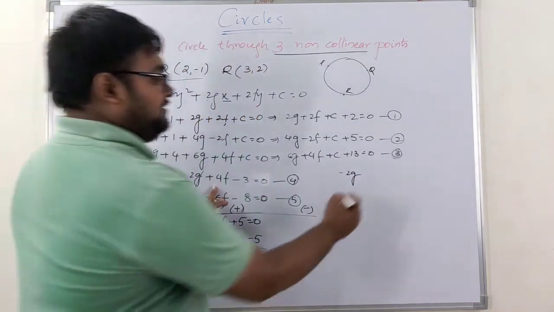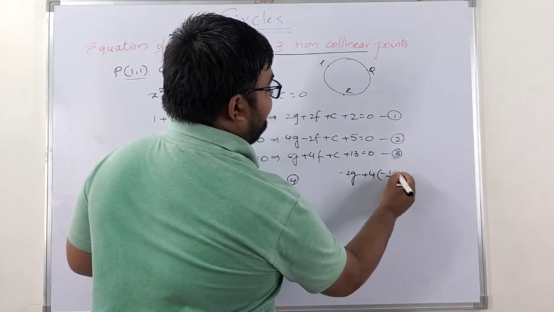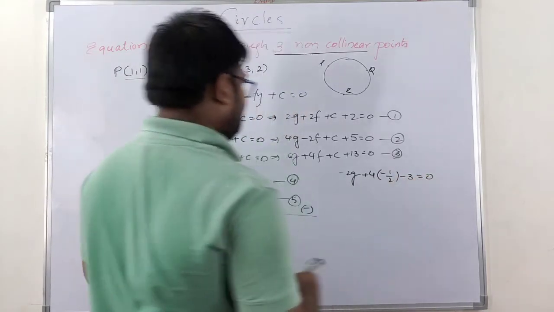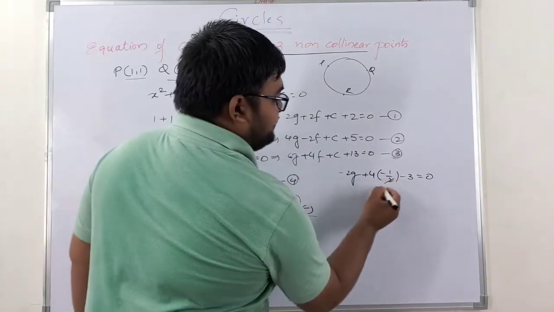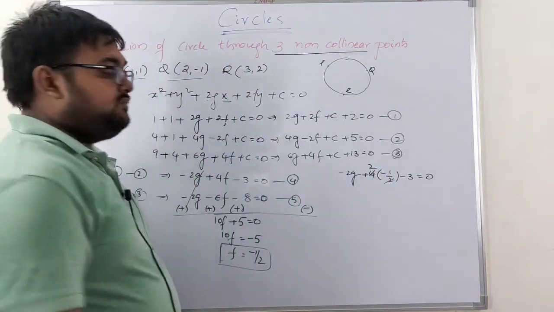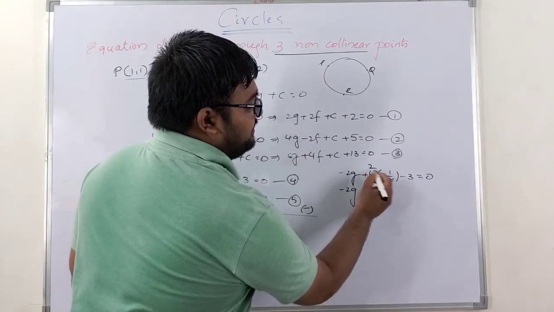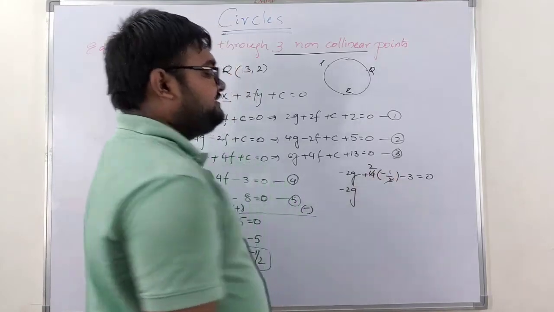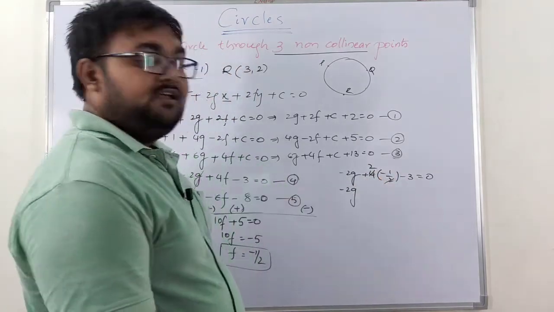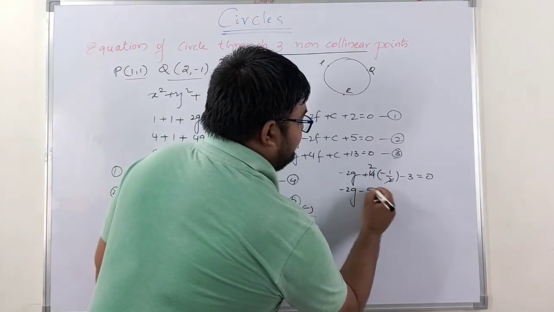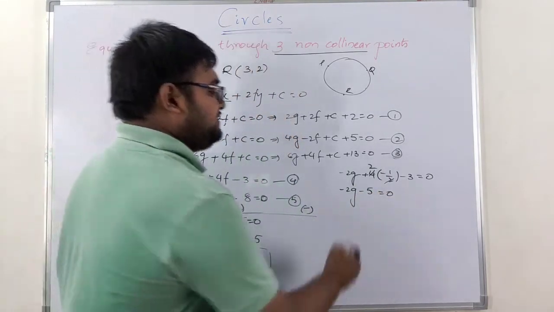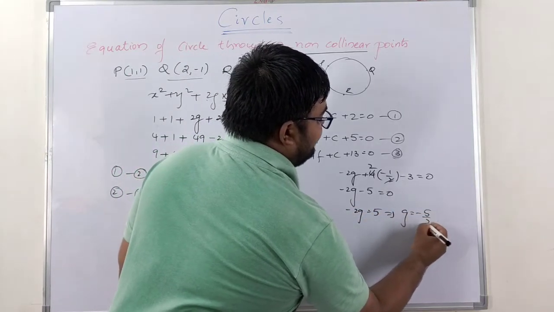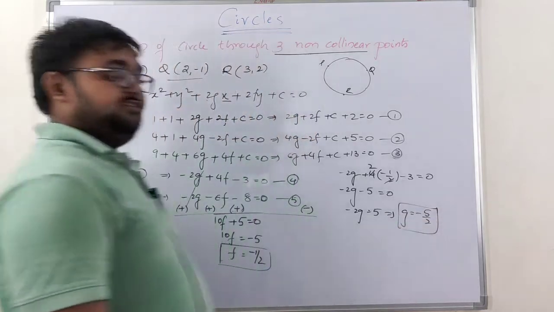Minus 2g plus 4 into minus half plus minus 3 is equal to 0, right? So this 2 in 4 gets cancelled 2 times. Then what am I going to have? Minus 2g, and 2 into minus 1 is minus 2, minus 2 minus 3, which is minus 5. So minus 5 is equal to 0. So from this, minus 2g is equal to plus 5, so g is equal to minus 5 by 2. So this is nothing but the value of g.